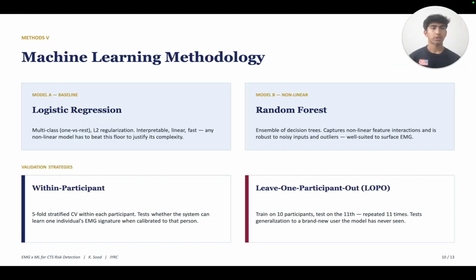participants. For classification, I used two machine learning models, one being logistic regression, which served as a simple linear baseline, and the other being random forest, which uses decision trees and captures nonlinear and noisy inputs better.